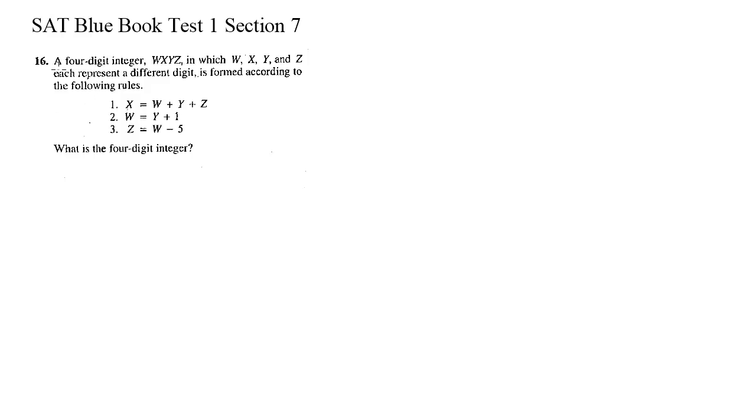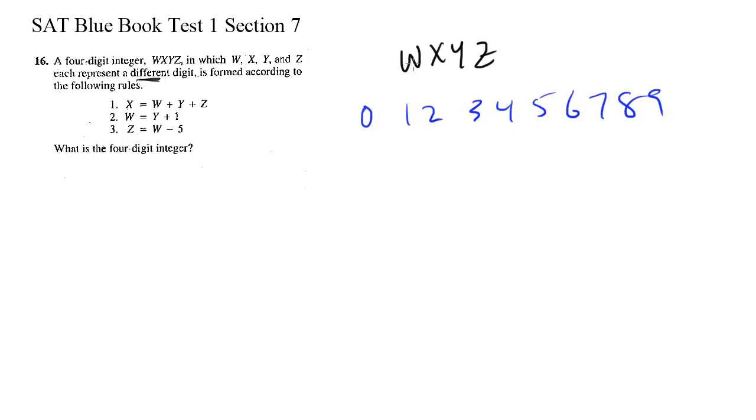It's a grid-in. A four-digit integer, wxyz, in which w, x, y, and z each represent a different digit, is formed according to the following rules. What is the four-digit integer? So we have 10 choices, 0, 1, 2, 3, 4, 5, 6, 7, 8, 9 for each of these digits, and they've got to be different, so we obviously can't repeat. So we've got some rules here.